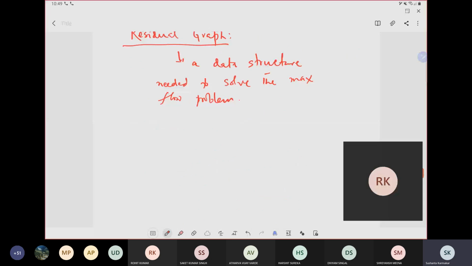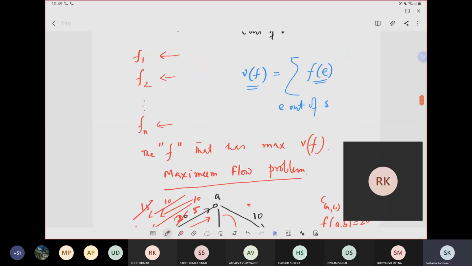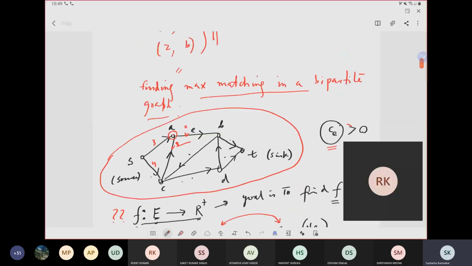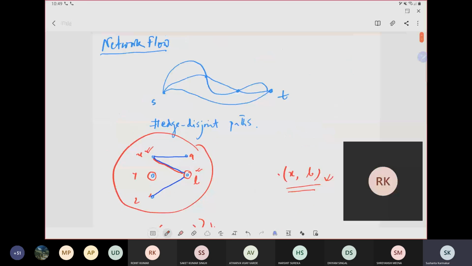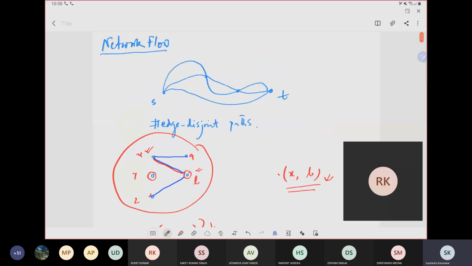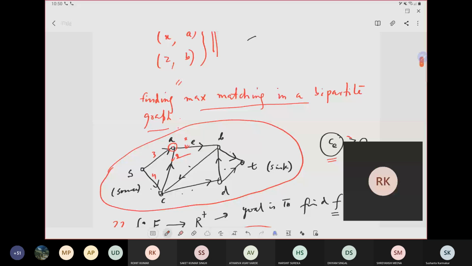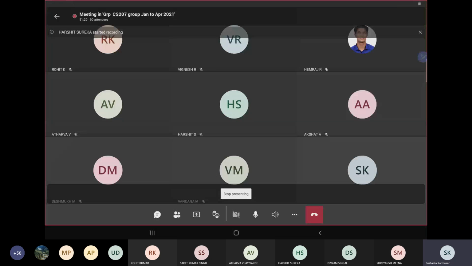Because time is less, let us stop here. I hope I have been able to motivate the introduction of the max flow problem, where max flow is necessary, network flow problems like edge disjoint path construction, and maximum matching in a bipartite graph, and so on and so forth. Any questions from anybody?